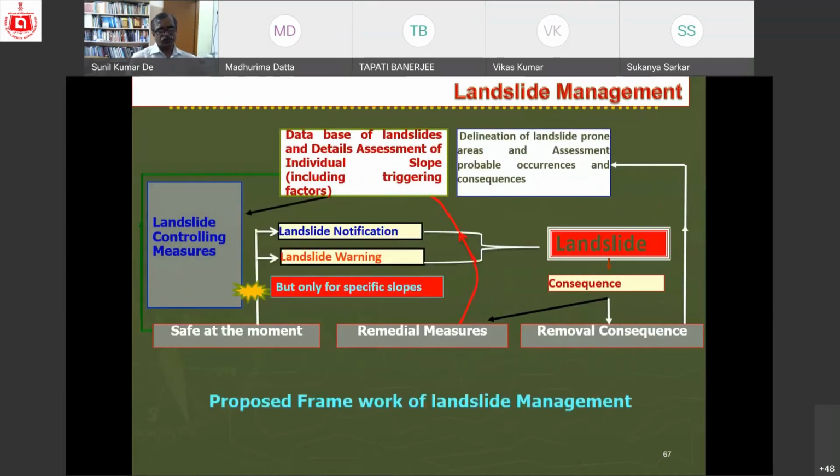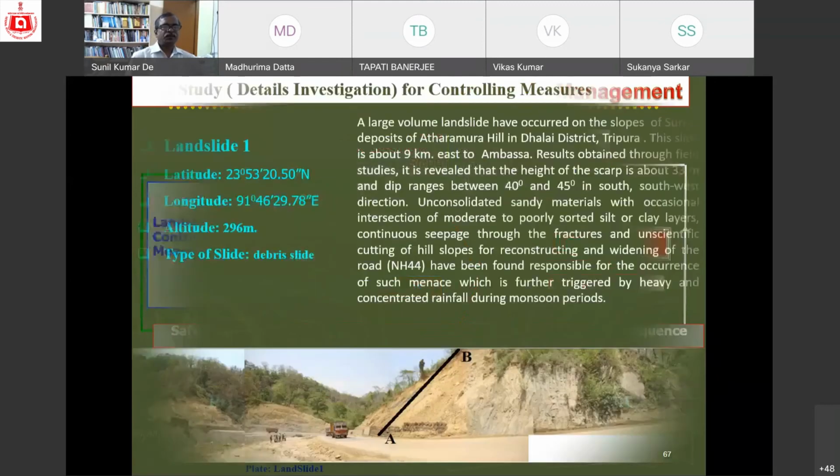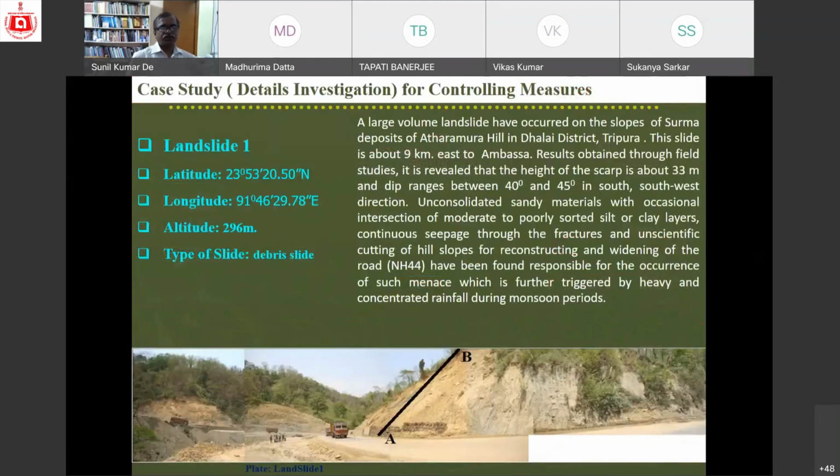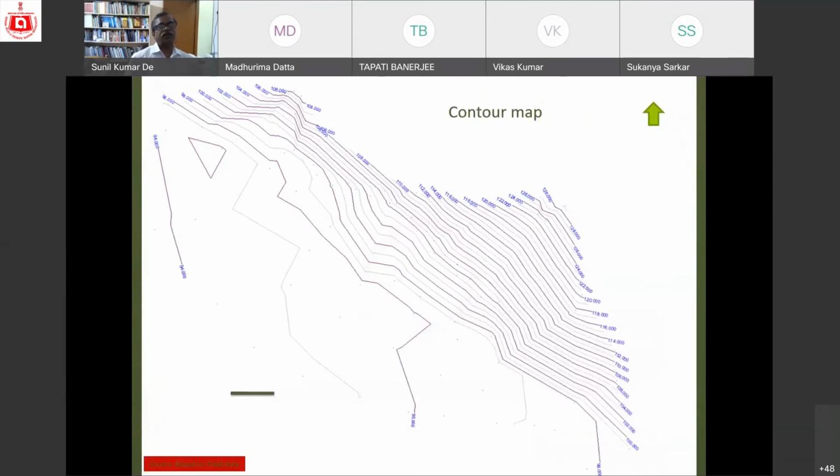Landslide notification, we know we need to give warning, but only for specific slopes, not all the slopes. If we start to give warnings for all the slopes, the people of the locality will be panicking. So under that project, we have taken this individual slope for this study. And you know, in our country, in most of the cases, the way of functioning, I will just show, we have prepared this, that time we got this total station. Then we have prepared this contour map with the total station.